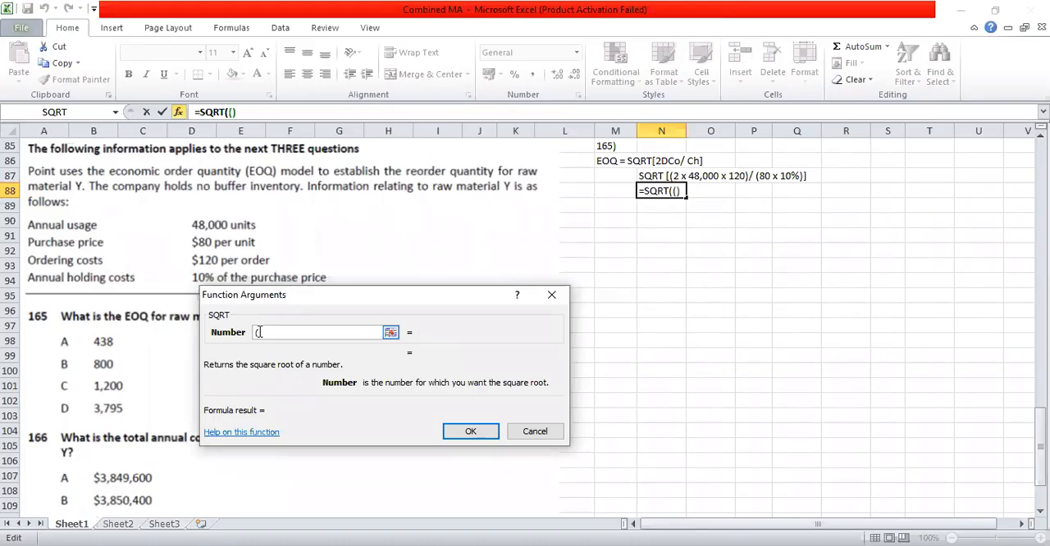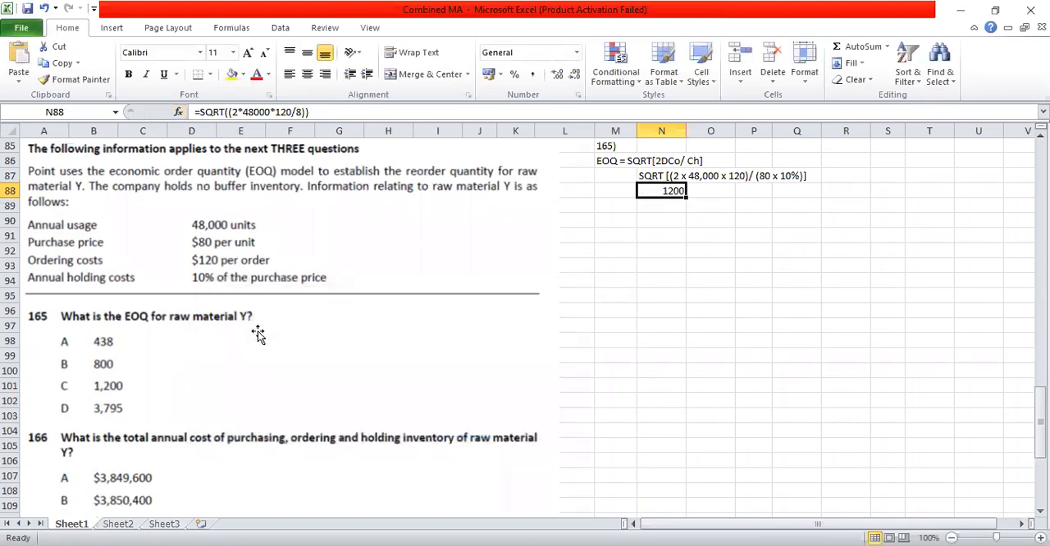1,200, ma'am. You got it? Yes, ma'am. Okay. 2 into 48,000 into 1 divided. 1,200 is the answer. So 1,200 units is EOQ. That's for question number 165. Then come to question number 166.